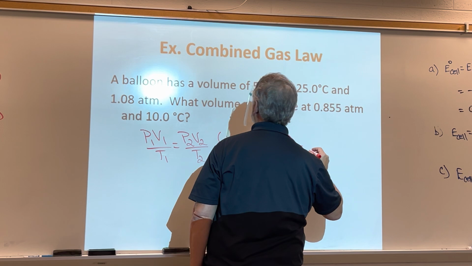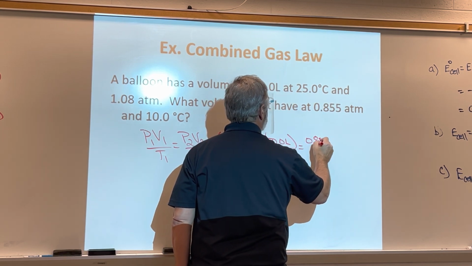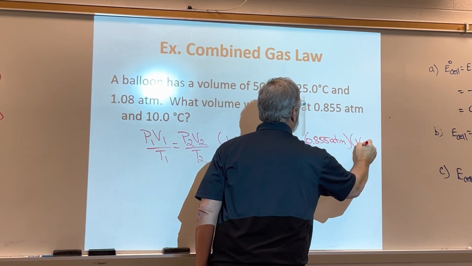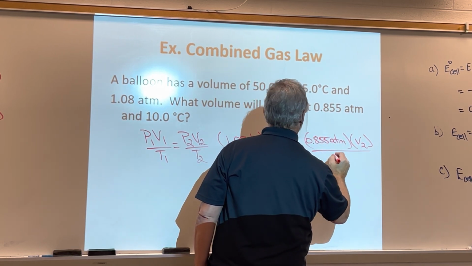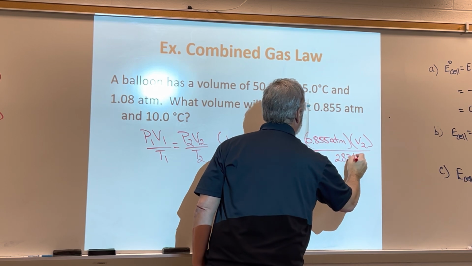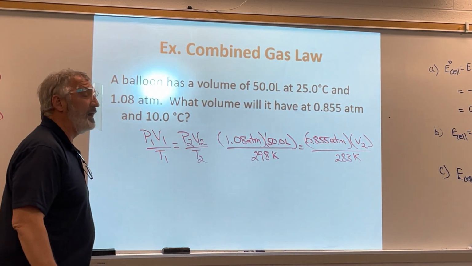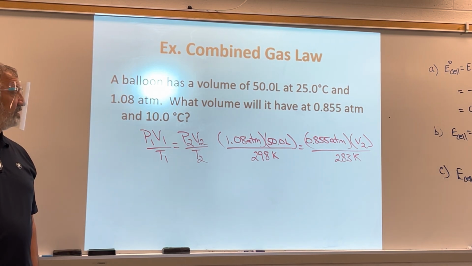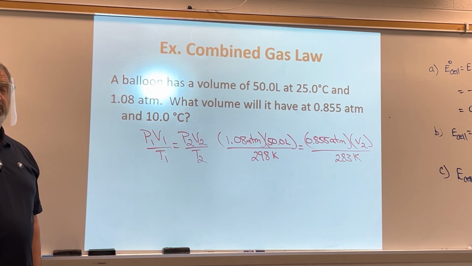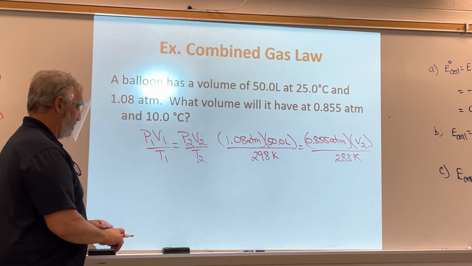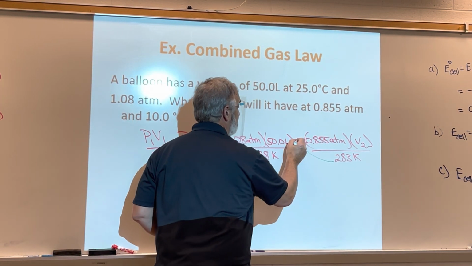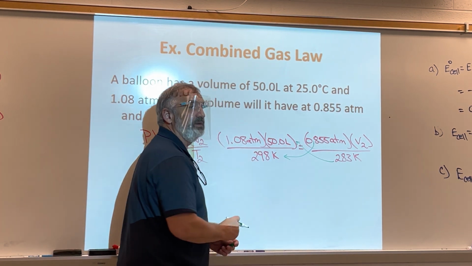That's the new pressure of 0.855 atmospheres. We're looking for the new volume, and the new temperature is 283. So how do we isolate V2? Simplify the left first. Multiply 283 and find out 0.8. The reality is that this is going to come up here, and this is going to come down there, right?